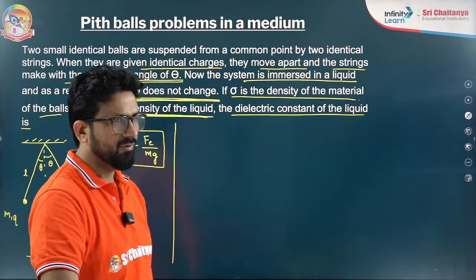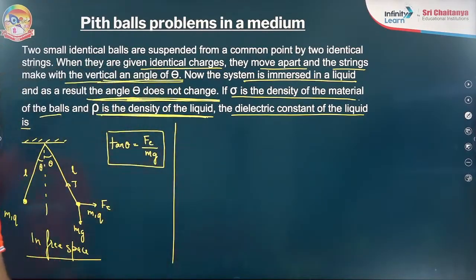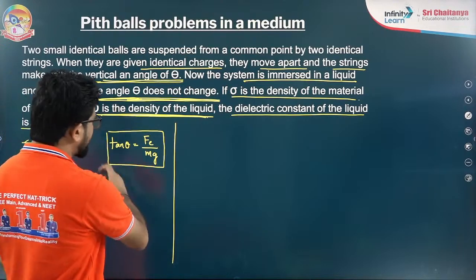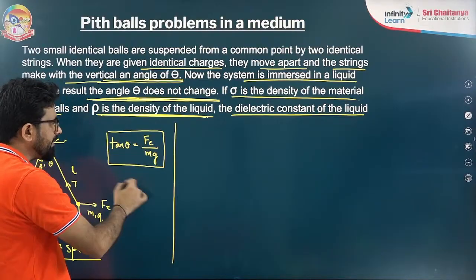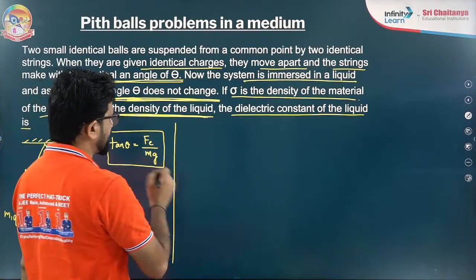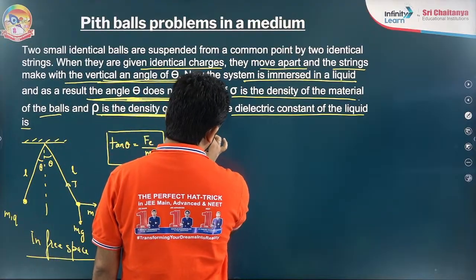Please focus. Now I am taking it in free space. In free space, this is a very basic setup. So what is tan theta? Tan theta is equal to Fe by mg. Now the second, I am taking this same setup.